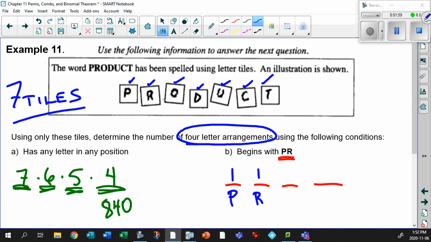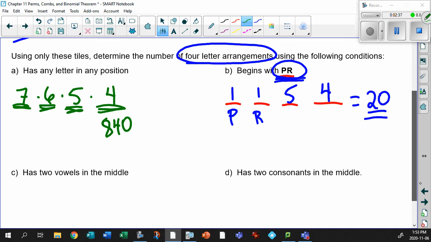What do you got left? Once those are dealt with, you got 2 letters dealt with. That means you got 5 choices for the 3rd letter and 4 choices for the 4th letter. If you multiply this out, you get a total of 20 choices. But you see how important it is? It says it begins with PR. It doesn't say anything about beginning with either P or R, or starting with R and going to P. It specifically says PR, so you only have one choice for the P position and the R position. That's it.